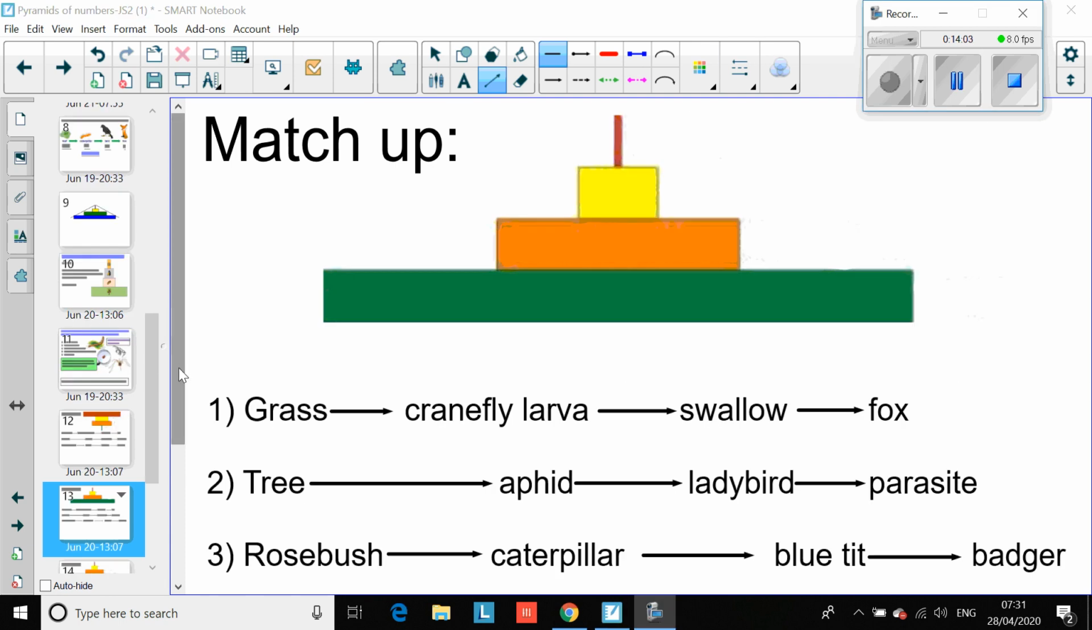Okay, same thing, welcome back. Number 2. Which one do you think it relates to? Pyramid of numbers.